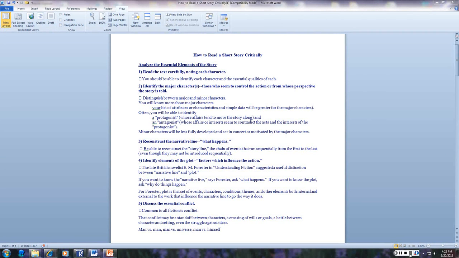One way to define them is that a major character is one who seems to control the action, or a character from whose perspective the story is told. So we need to distinguish between major and minor. One distinction is that you learn a lot more about the major characters than you do about the minor characters.